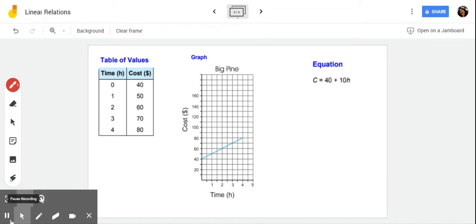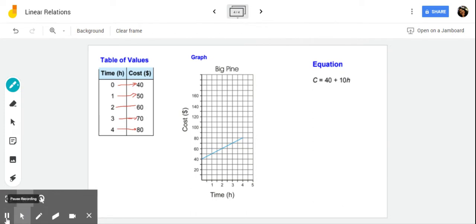This is the part that some students struggle with, but if you understand the concept, it's actually not too hard. So to figure out what the equation is, you really need to ask yourself, what am I doing to the x values or the time values to get the cost? So you're asking yourself, if I had to figure out what the rule is to go from 0 to 40, 1 to 50, 2 to 60, 3 to 70, 4 to 80, what is that rule? And it's got to be the same rule each time to go from these numbers to these values.